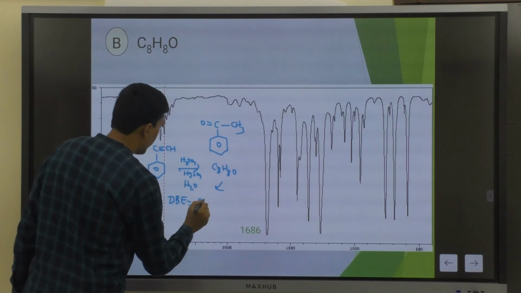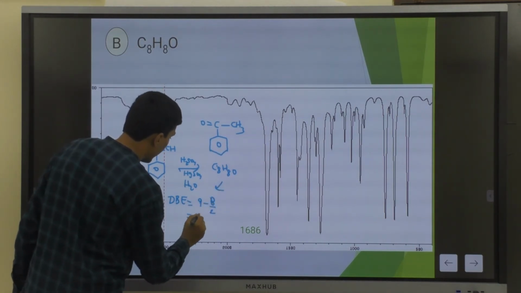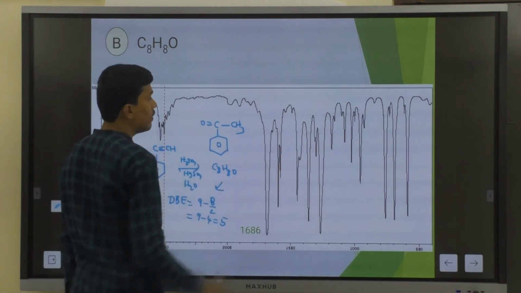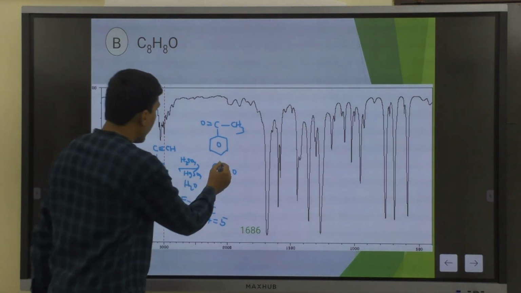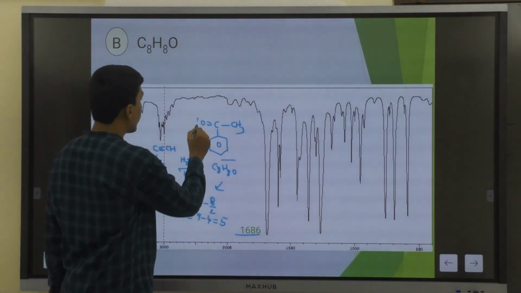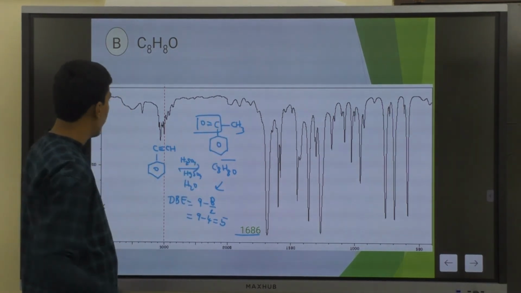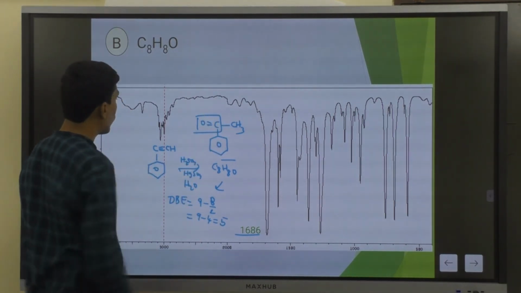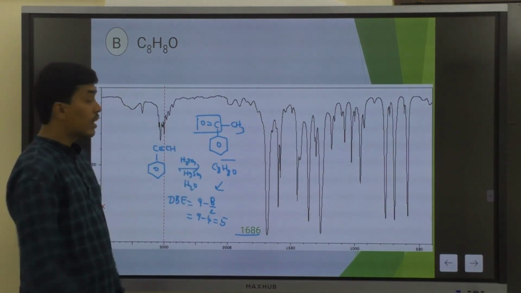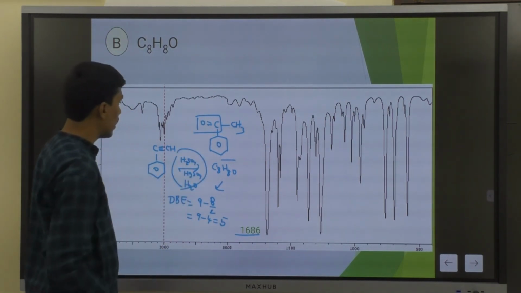8 plus 1, 9, minus 8 by 2, 9 minus 4 is equal to 5. So this is 4 and 1, 5. And for the spectrum, we can see a 1686 absorption, a typical C double bond O peak, and we didn't find any triple bond peak here, at 2200 or 3100. So phenyl acetylene is converted to acetophenone by using this condition.